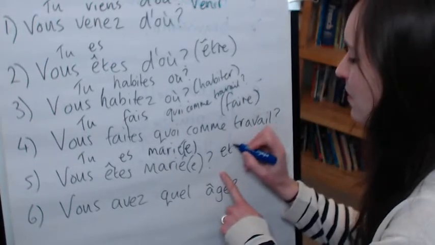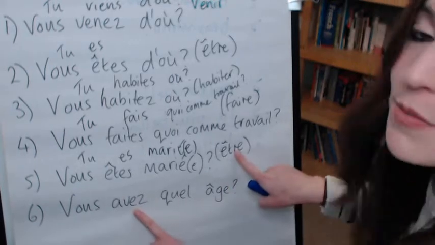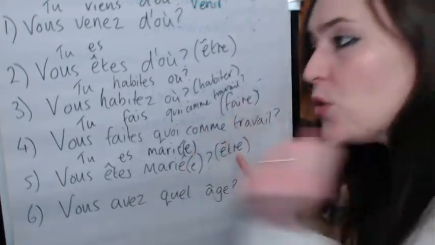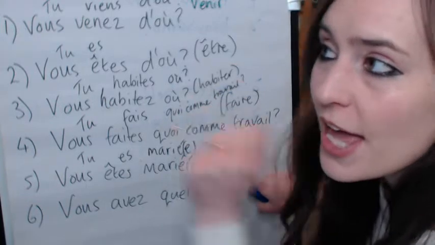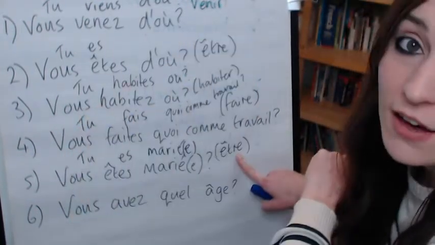So I'm just going to write the verb there. Être, that means to be. Here, remember that's one auxiliary verb. You need that. You need to know how to say I am, you are, he is, she is, we are, you guys are, they are.